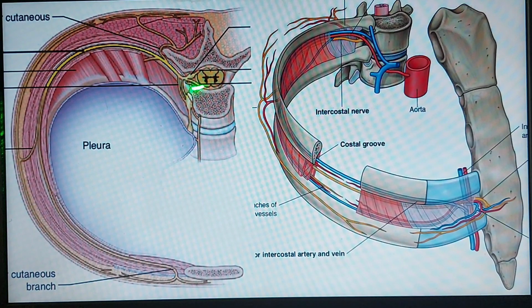This intercostal nerve passes through the costal groove. This is on the inferior side of a rib, the costal groove, and they run in between the innermost intercostal and the internal intercostal muscles.